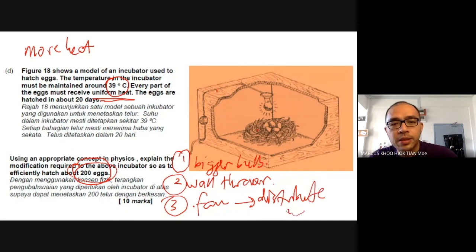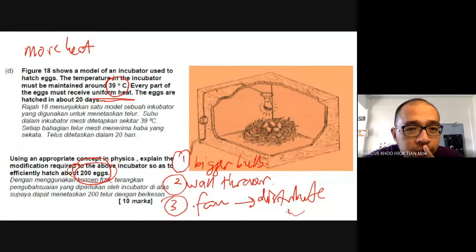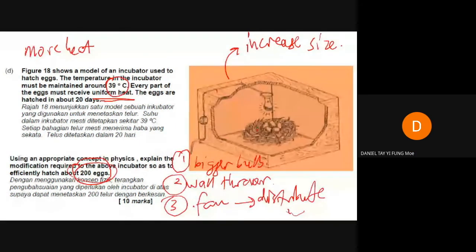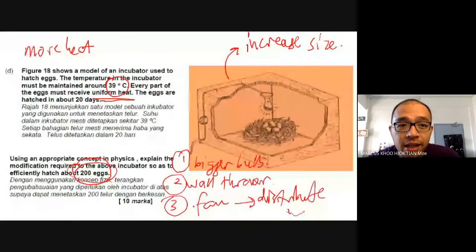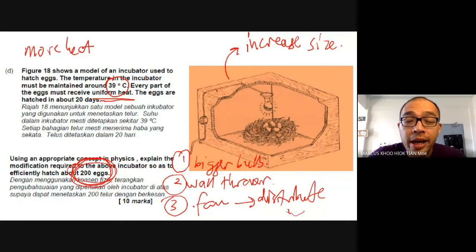Okay, next person. Daniel. Increase the size of the incubator. I think so far this is a very good suggestion. Why do you think we need to increase the size, Daniel? For the 200 eggs. Yeah, okay, exactly. This is the first issue that needs to be solved, 200 eggs is no joke, guys. You want to carry 10 eggs in one hand also already so susah. This is 200 eggs in one incubator. So you need to modify this incubator so that it increases in size.